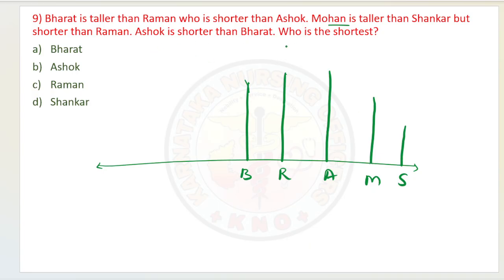Ashok is shorter than Bharat. Shorter than Bharat means Bharat is a little taller than Ashok. Okay. Ashok is shorter than Bharat.